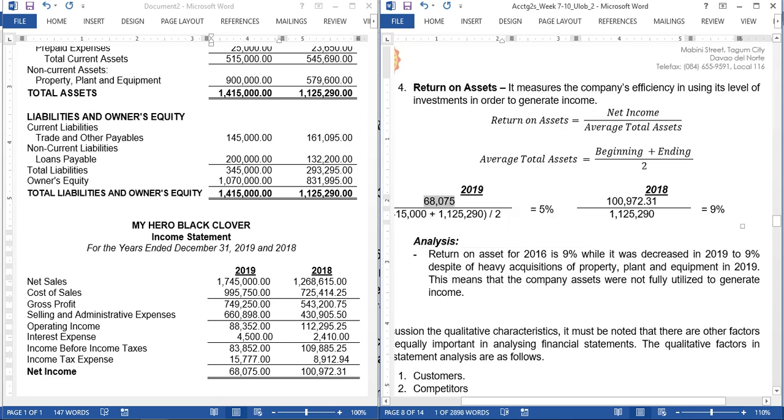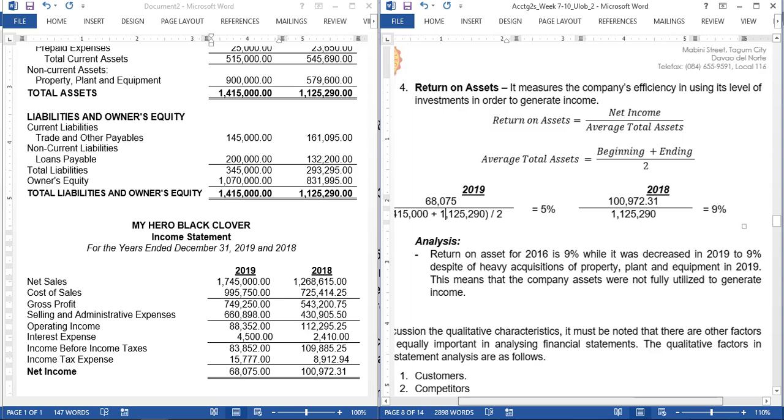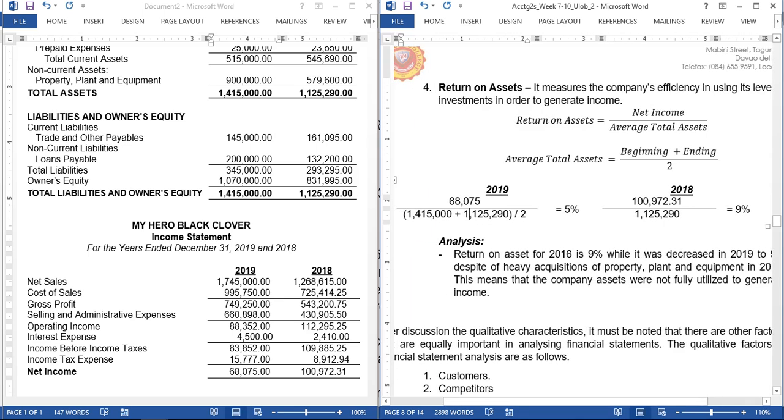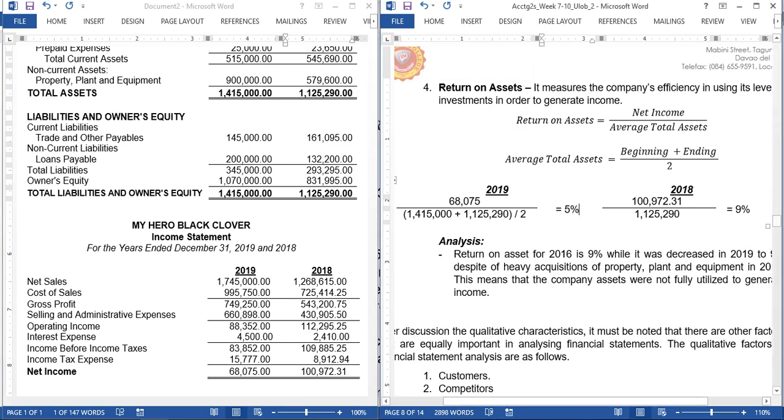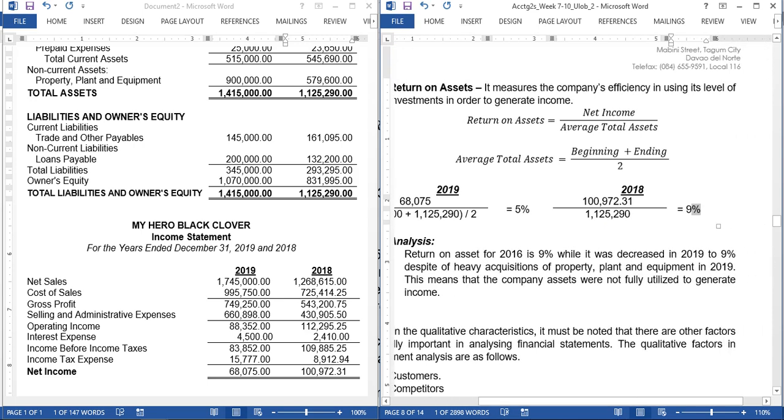So, 68,075, which is the net income divided by average assets. Total assets na 1,415,000, this one. Tsaka yung beginning ng 1,125,290 divided by 2. So, nasa 5% for 2019, 9% for 2018. So, it means to say, return on assets for 2018 is 9%. So, this is not 2016, this is 2019, not 2018.